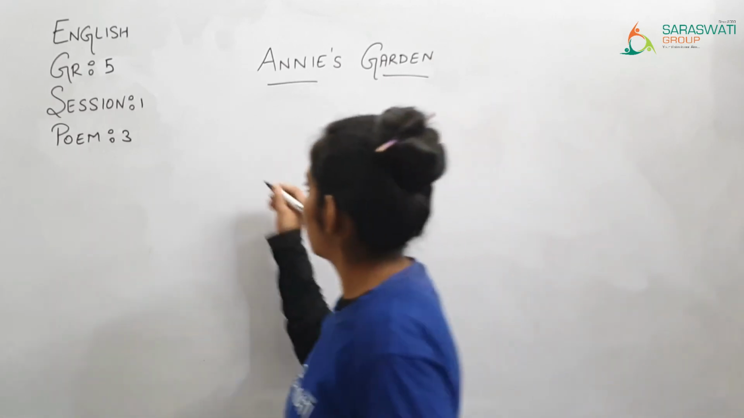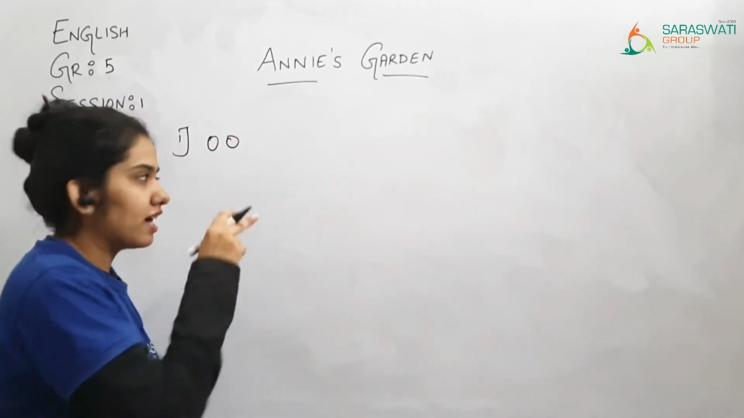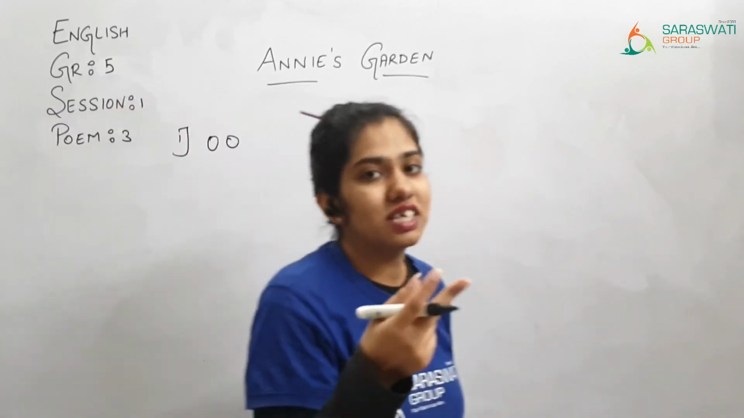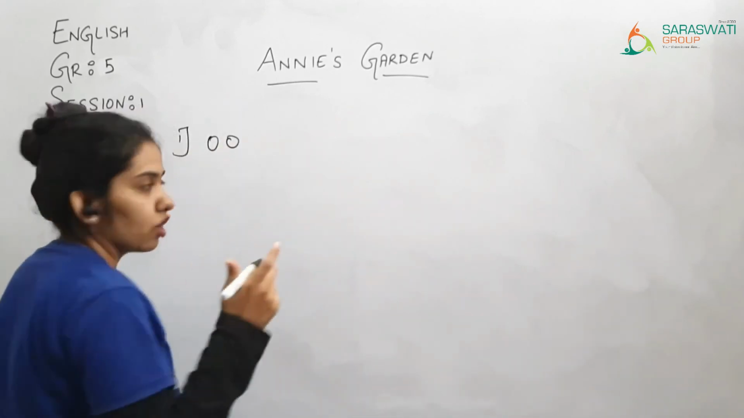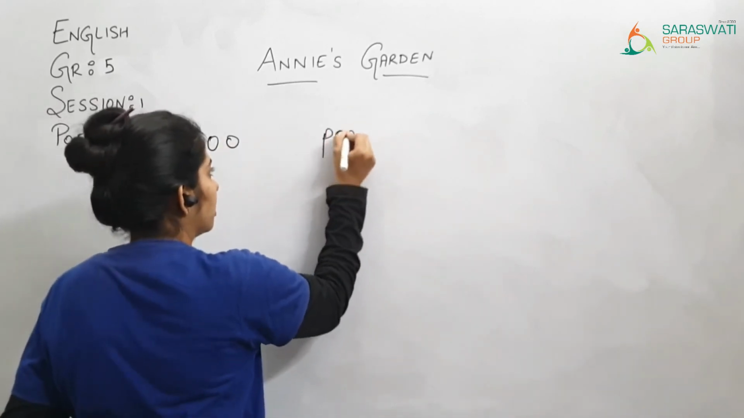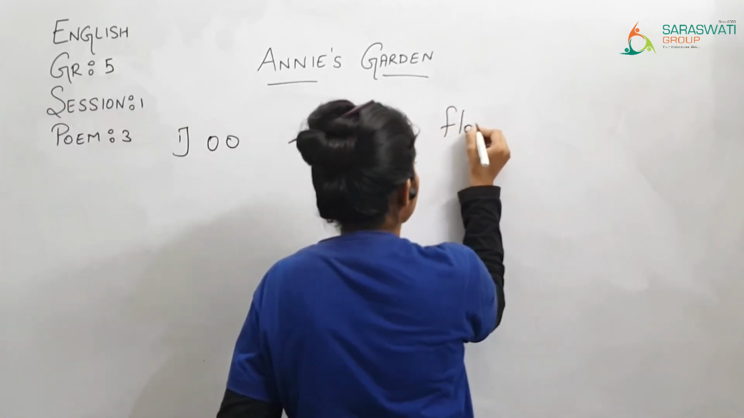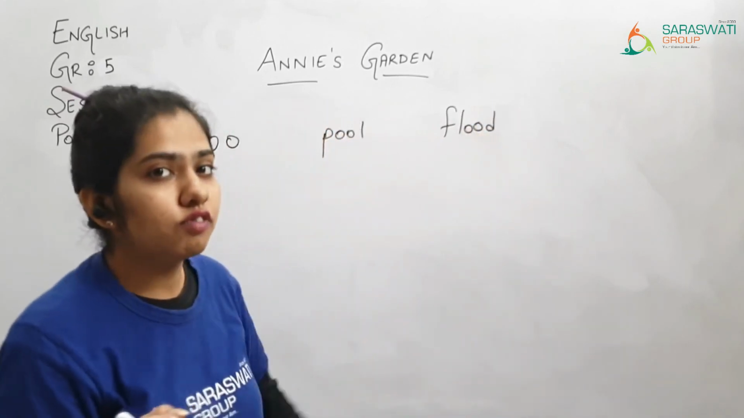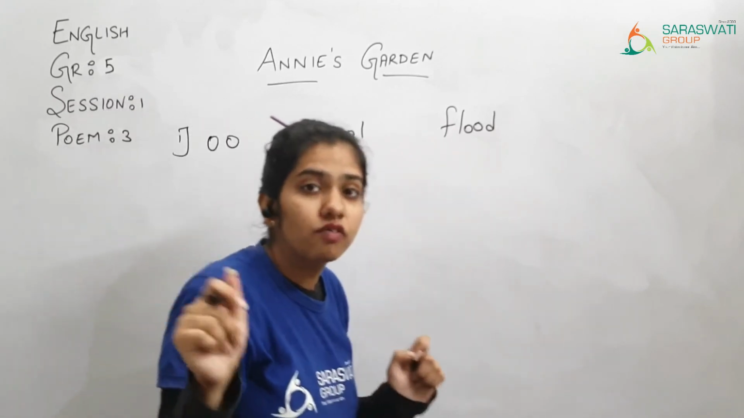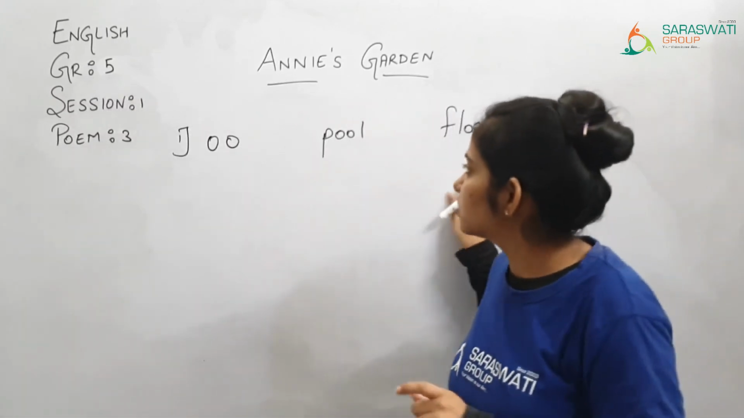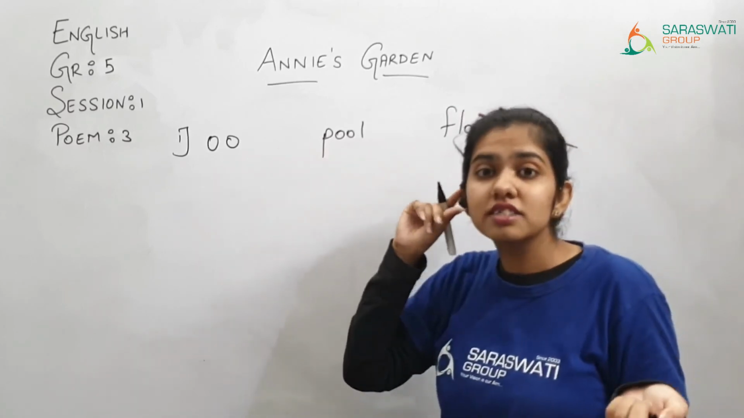For example, see over here, you are given OO. So now from OO you have to write two words such that the sound is different in both. For example, pool. So over here the sound is oo, pool, and see, flood. So over here the sound is flood. We are not speaking fluid. Here the sound is flood, right? So in both these words the sound is different. Though the letter is same, the sound is different.